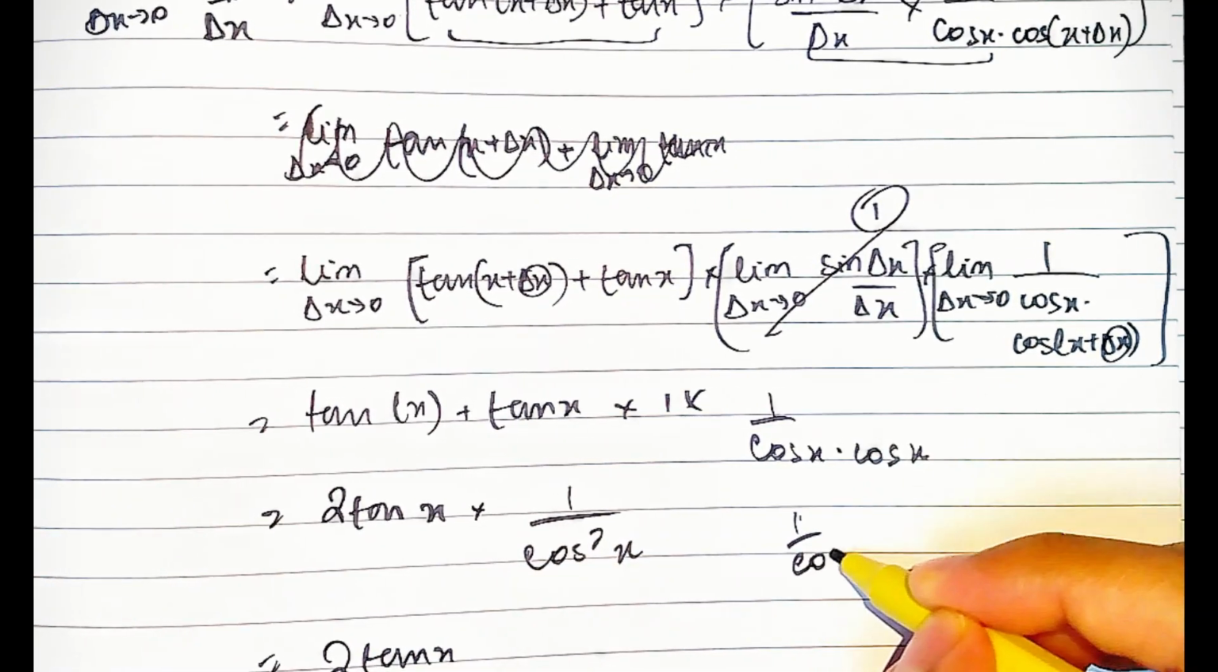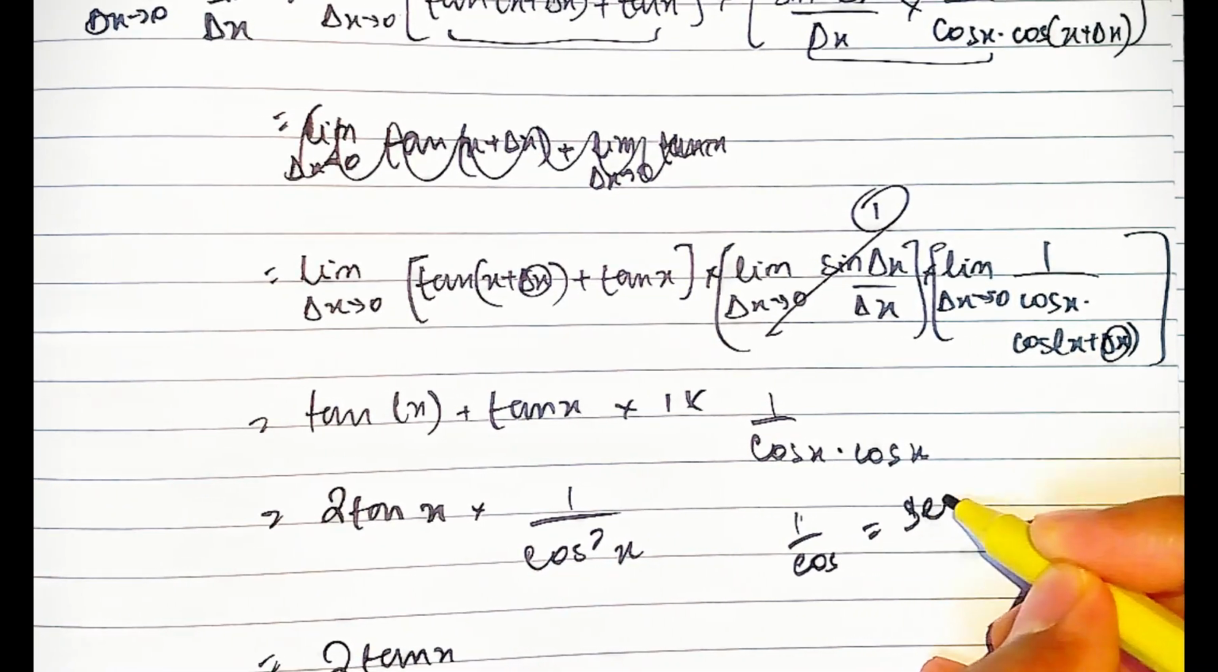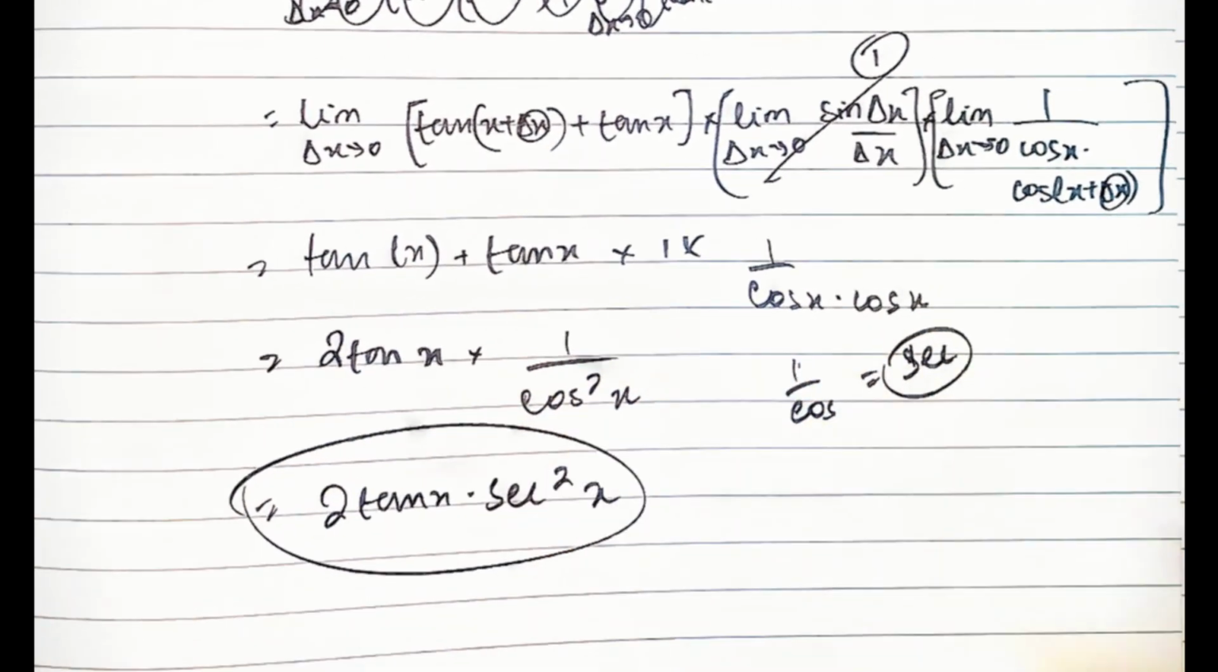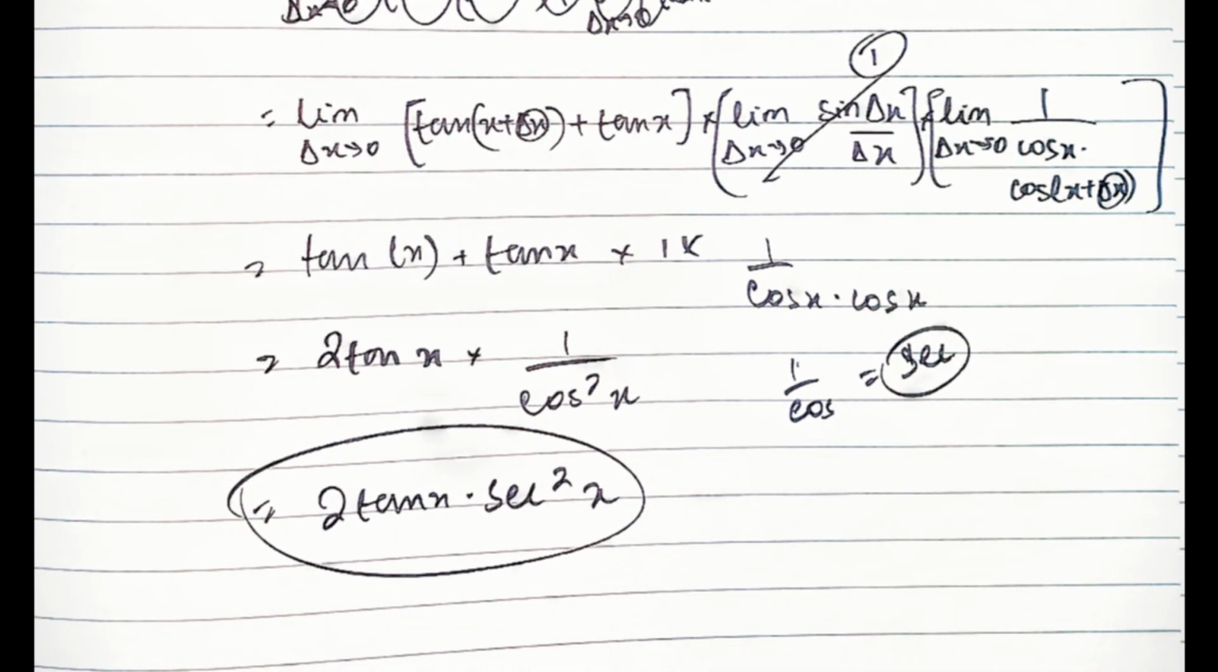1 divided by cos is actually equal to secant. So we have secant squared x. Okay, so this is the final derivative of tan squared x.